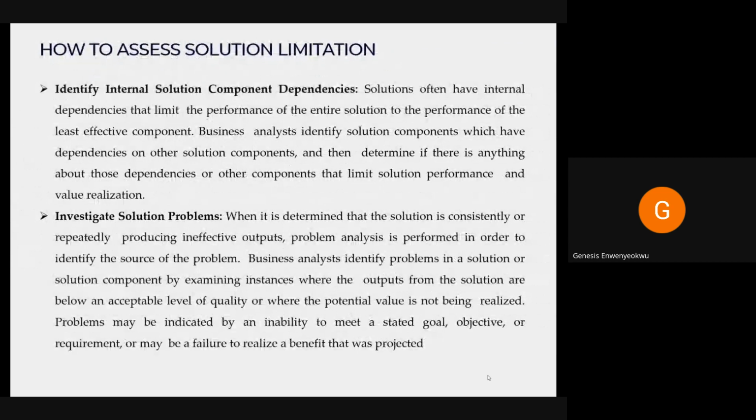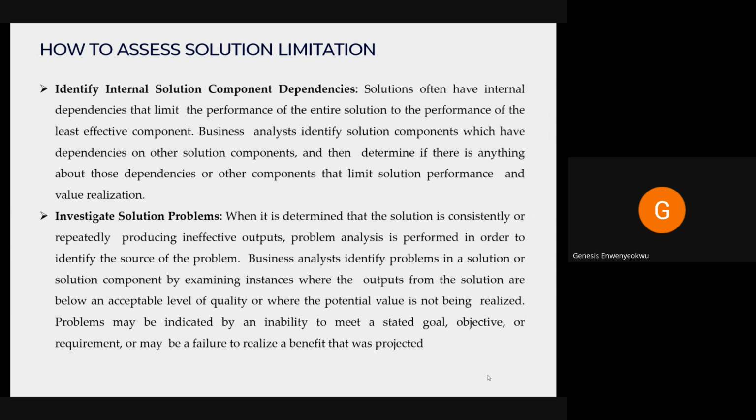Now, here are the things that you need to do. Number one is to identify internal components, or should I say features, of the solution. To identify internal solution features or solution component dependencies. Number two will be for you to investigate the problem or the issue that you have observed from the data you collected, from the performance measures you collected.